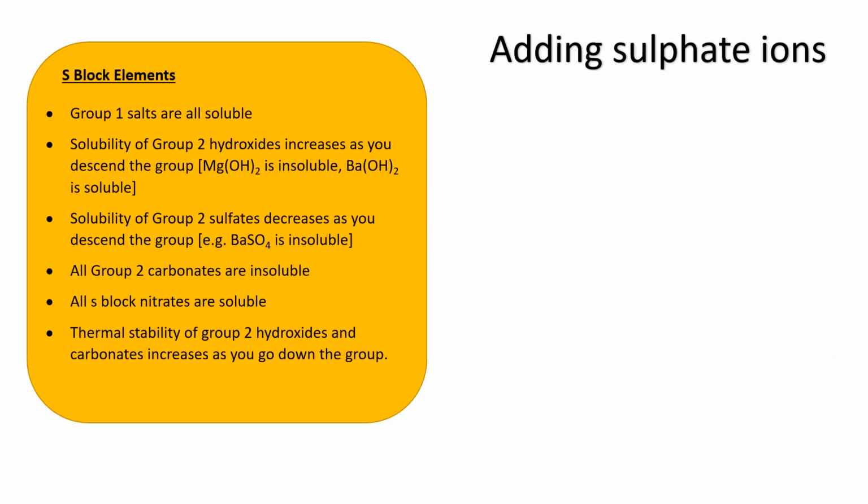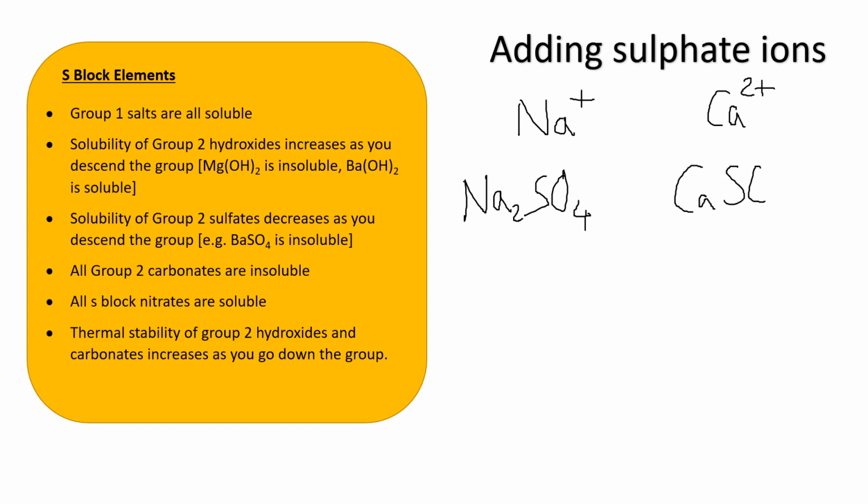Another test that you can do is by adding sulfate ions. And once again, this could help distinguish between, for instance, sodium ions and calcium ions. So if you were comparing sodium ions and calcium ions, if you add sodium ions to sulfate ions, you'd form sodium sulfate, Na2SO4. And if you add calcium ions to sulfate ions, you form calcium sulfate.